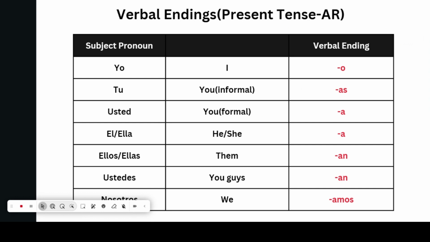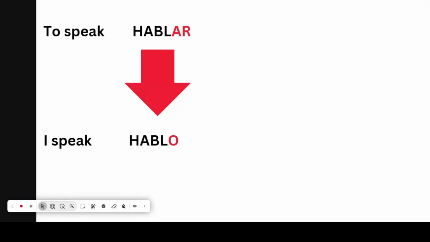This list, as you can see, these are examples. All right, so let's continue. Okay, so let's go through the process of how we follow the instructions. We remove the infinitive ending, and we add the verbal ending. Two steps, super simple, and here we're seeing it.